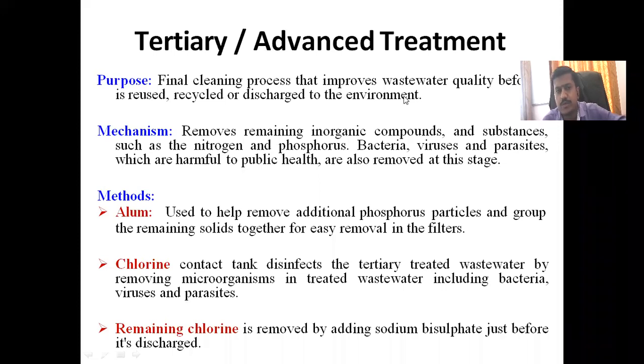Okay, now let's proceed to the next treatment level. We call it the tertiary or the advanced treatment level. The purpose of this treatment level is the final cleaning process, which improves the wastewater quality before it is recycled, reused, or discharged to the environment. So in the tertiary treatment level, basically it's a final cleaning process.